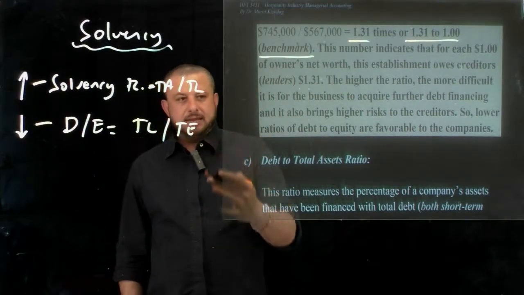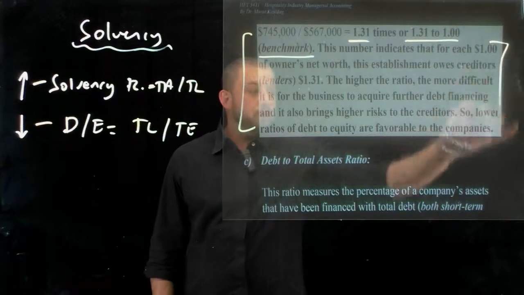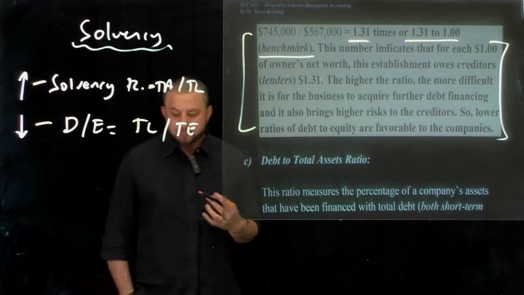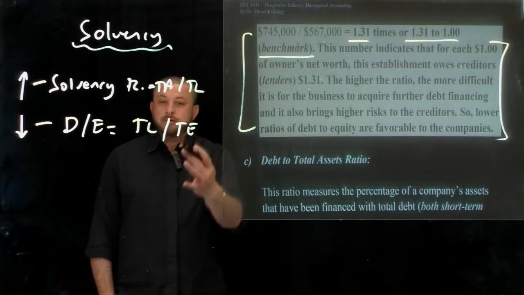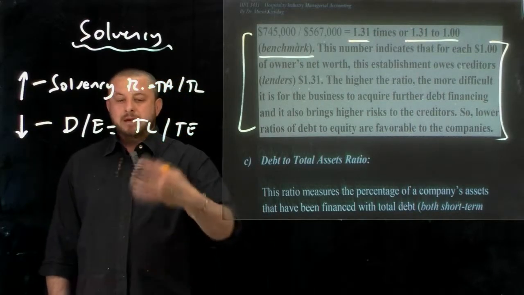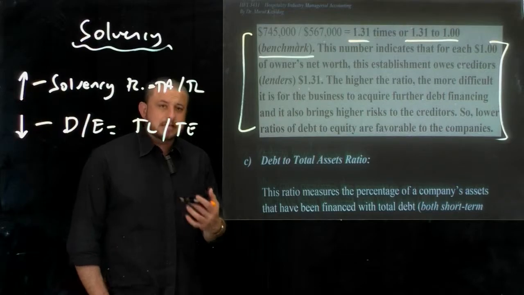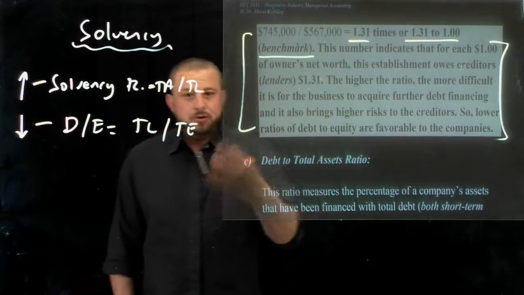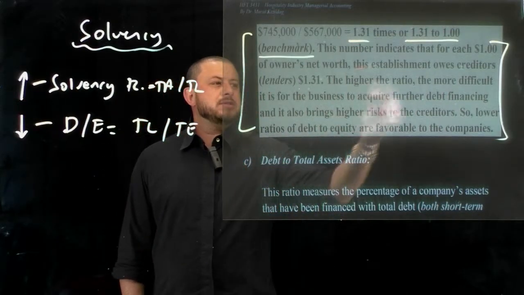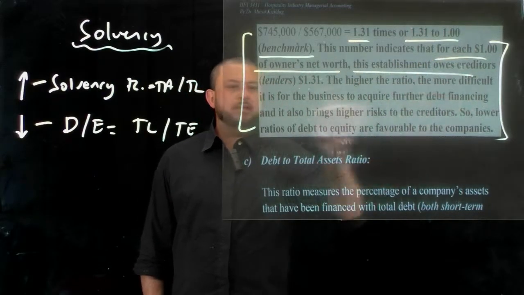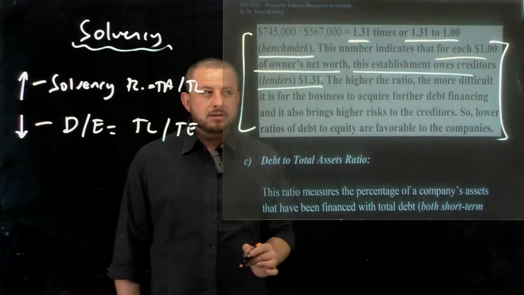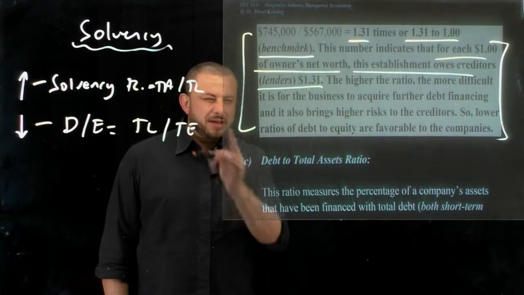Guys, take a look at this. This portion is very, very important. Please do understand this portion, because interpretations are very important, not just for your test, but for your understanding, and of course for your intellectual advancement in terms of managerial accounting. This number indicates that for each dollar of owner's net worth, this establishment owes creditors 1.31. Is that a good thing? Think about it a little bit.